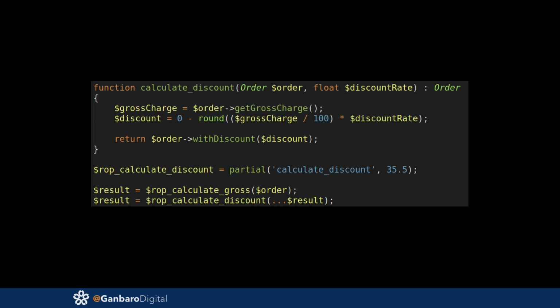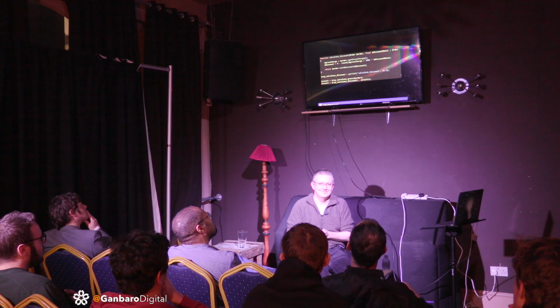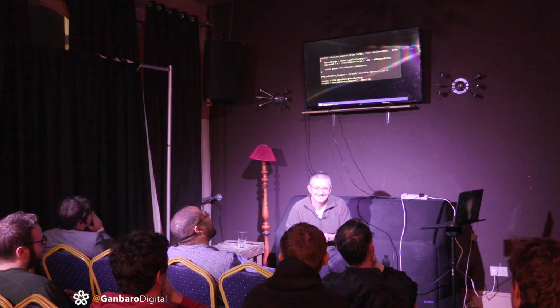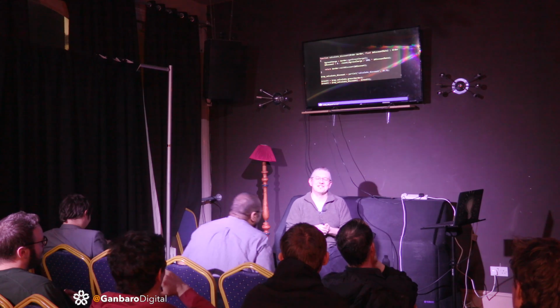So there's our calculate discounts, and we're going to wrap it using our partial wrapper, so we don't need a builder anymore. For the purposes of this demonstration, we're going to be very generous and give them 35.5% off. The purpose of this is just arbitrary. But now we've got our calculate gross, and we just calculate our discount. That's it. Very simple. How can you calculate discount on specific items? I'm going to leave that as an exercise to the reader.